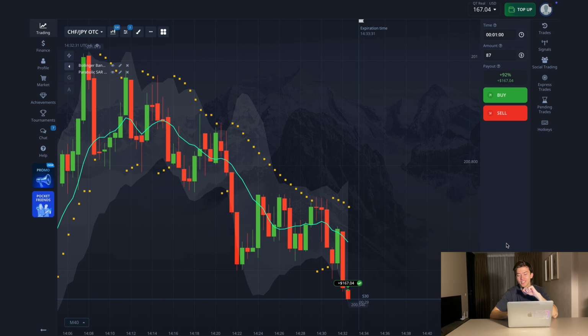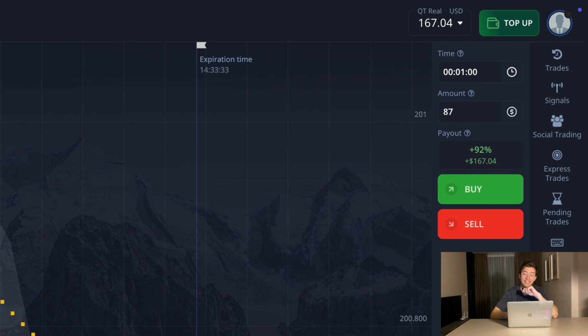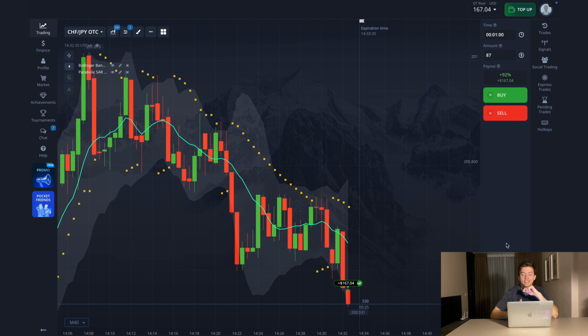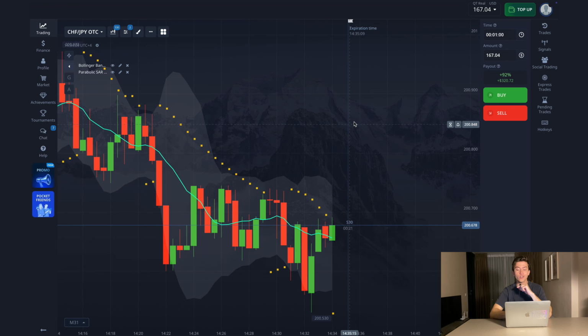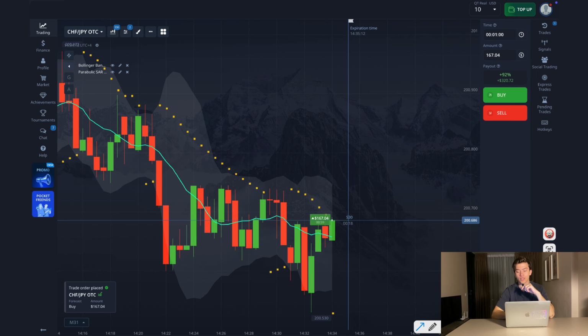The first entry is successful. I log in $80 in profit and continue watching the charts. After a short pause, the next setup forms. Expiration is 1 minute and I'm opening a buy trade for $167.